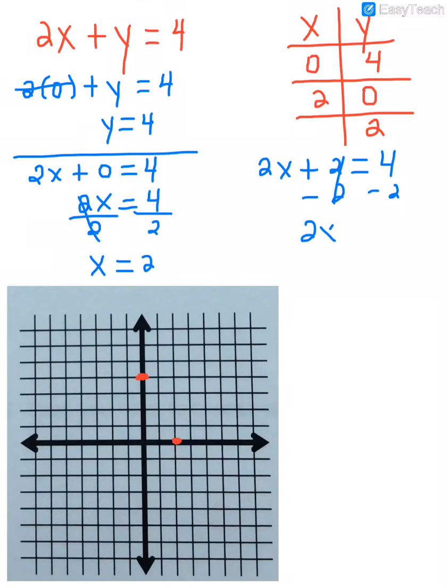So that gives me 2x equals 2, and then I divide by 2, so x equals 1. So when I plugged in 2 for y, I got out 1 for x, and to plot that point, I'm going to go 1 for my x, so I go to the right 1, and then up 2 for y. And that gives me my points, and I connect my points to draw my line. And make sure you put arrows at the ends.